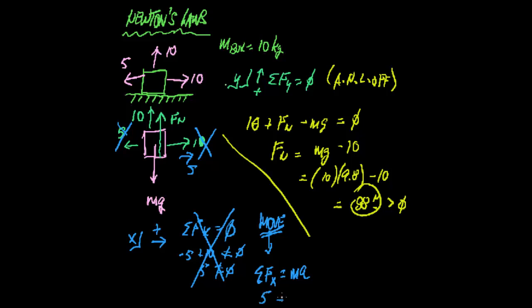We have 5 to the right. The mass is 10 times a. It tells us that a equals basically half a meter per second squared. That's the acceleration to the right. It tells us, hey, this thing will accelerate, and there's the acceleration rate. So we did have an unbalanced force. We do have a net force there. So it's a little different problem.